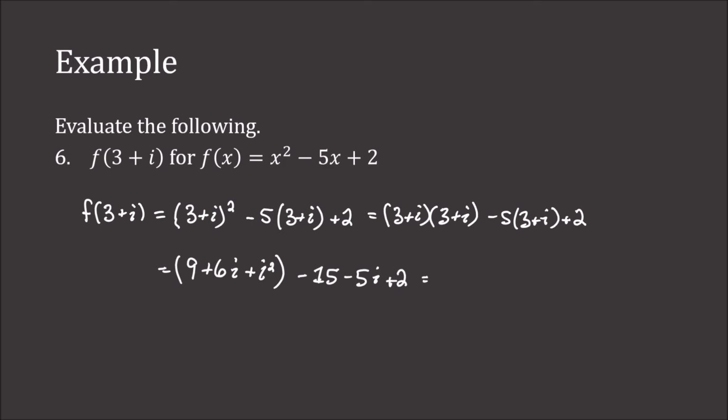i squared is minus 1, so we have 8 plus 6i minus 15 minus 5i plus 2. Now it's just a matter of combining all of our like terms. So 8 plus 2 is 10, minus 15 is negative 5. Then we have 6i minus 5i is just plus i. And so f evaluated at 3 plus i is simply negative 5 plus i.